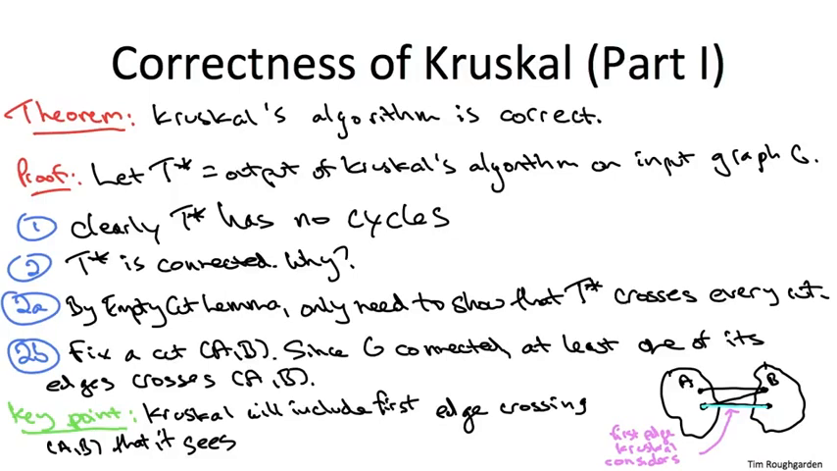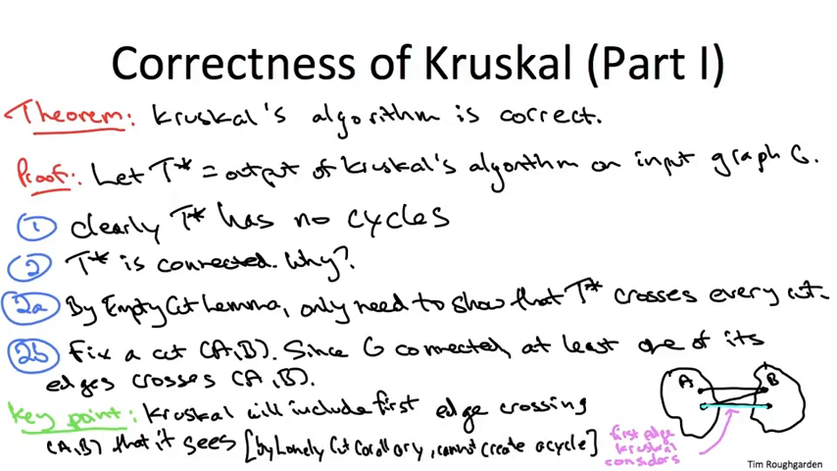Again, summarizing, the first edge crossing a cut is guaranteed to be chosen by Kruskal's algorithm. It cannot create a cycle. That's why there's at least one edge of Kruskal's output crossing this particular cut (A, B). Since (A, B) was arbitrary, all cuts have some edge of T* crossing them. That's why T* is connected. So this completes the part of the proof where we argue that Kruskal's algorithm outputs a spanning tree.